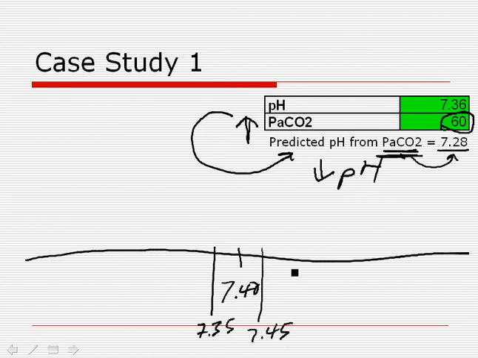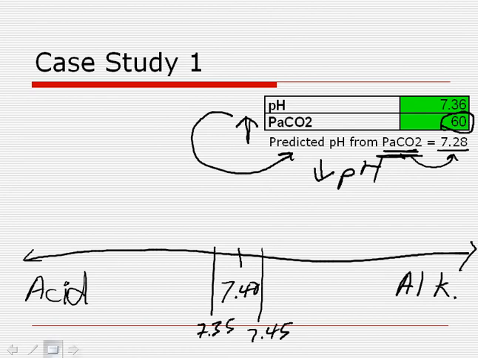Remember, you don't have to be accurate here. This is my normal range of pH. I know that this is alkalosis and that this is going to give me acidosis, on this side of the vector. So let's plot this out.